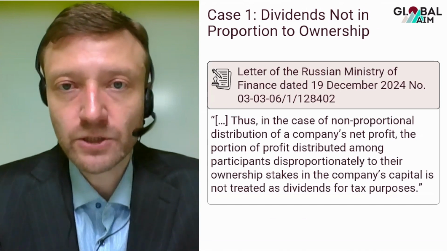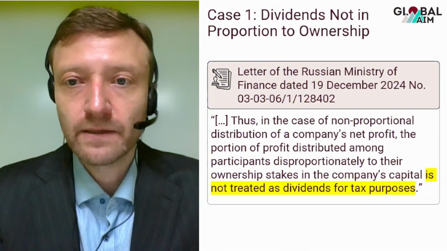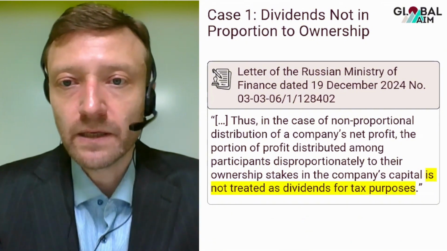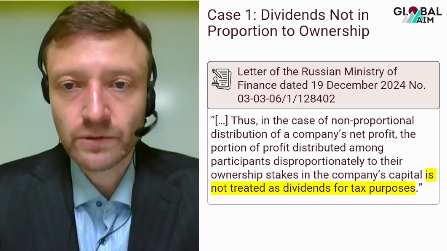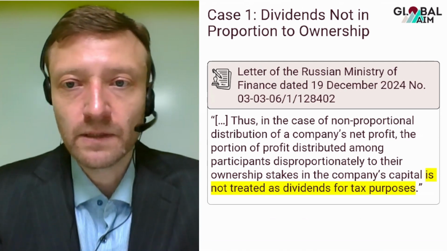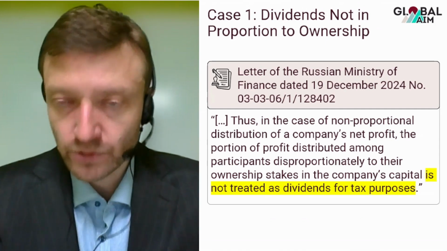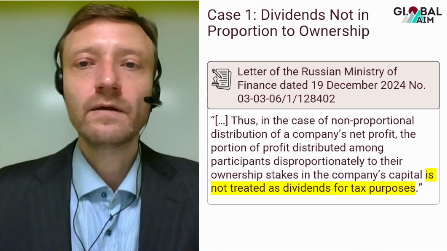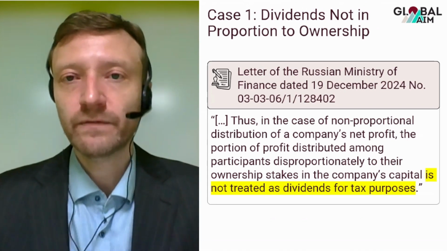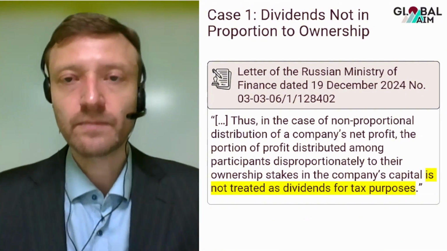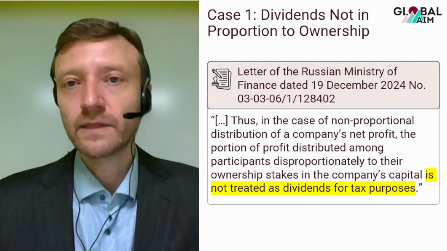And following this definition, the Russian Ministry of Finance clarified that distributions that are not proportionate to the company's capital are not treated as dividends for tax purposes, which is unfortunate. Strictly speaking, for corporate tax purposes, it was important previously, because participation exemption, for example, allowed dividends to be exempt or subject to the 0% tax rate.